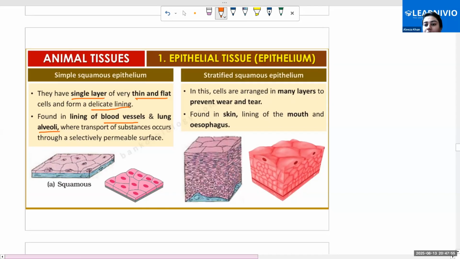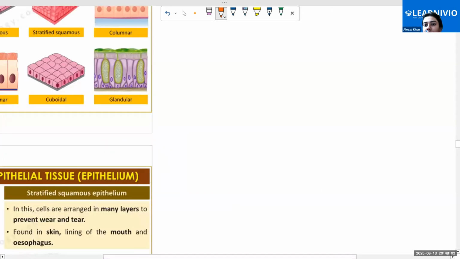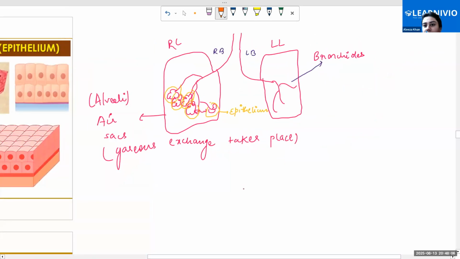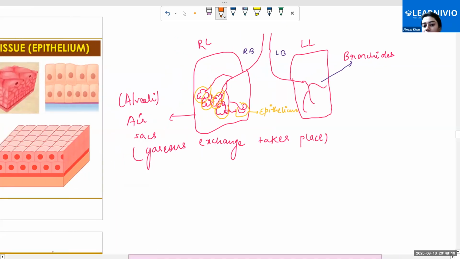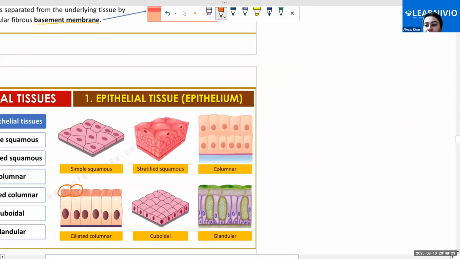Do you remember what is alveoli? Yes, this we did in the last class only. Yes, tiny air sacs present in the lungs. Yes, tiny air sacs which are present in your lungs. So these alveoli, these balloon-shaped structures, are having the squamous epithelium, simple squamous epithelium, and the blood vessels also.